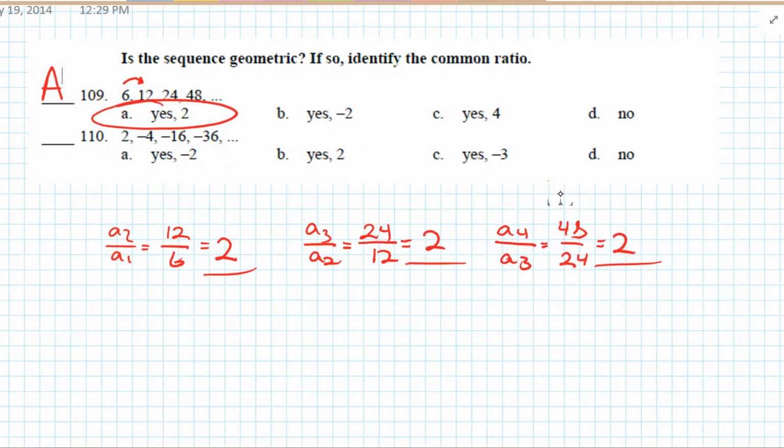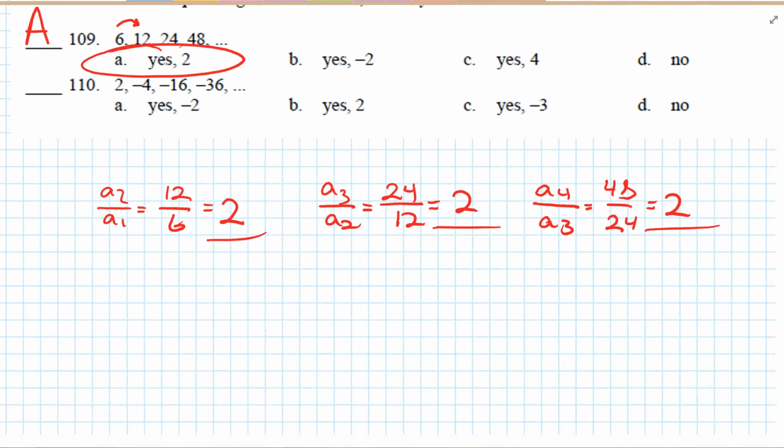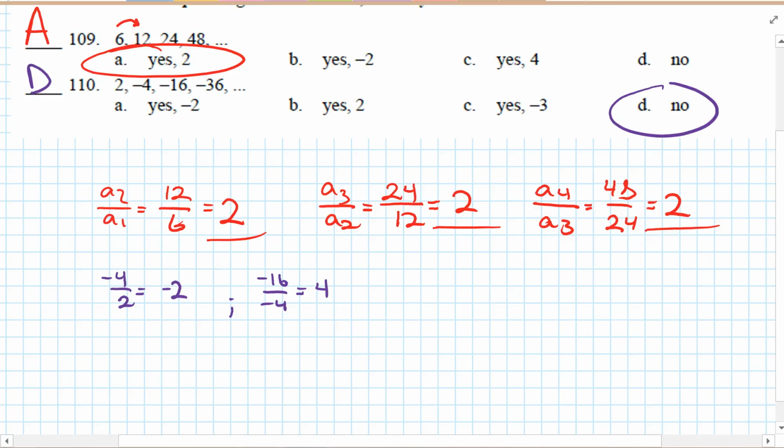111. I guess I got to do 110 on the same page. Okay. 2, negative 4, negative 16, negative 36. So negative 4 over 2 is negative 2. Negative 16 over negative 4 is 4. So there is not a common ratio. The answer is D.